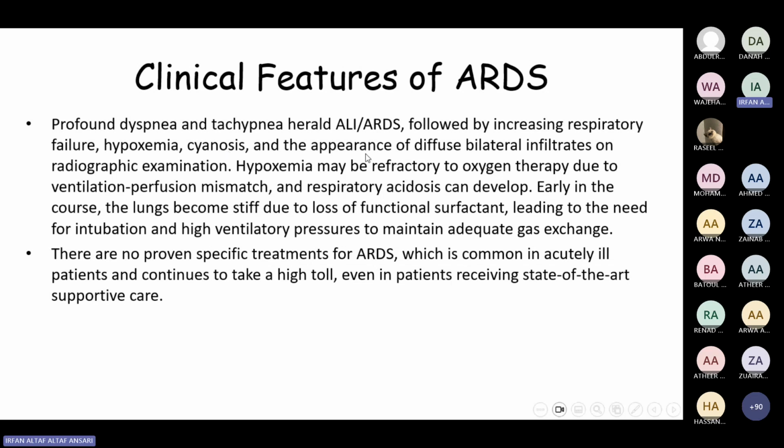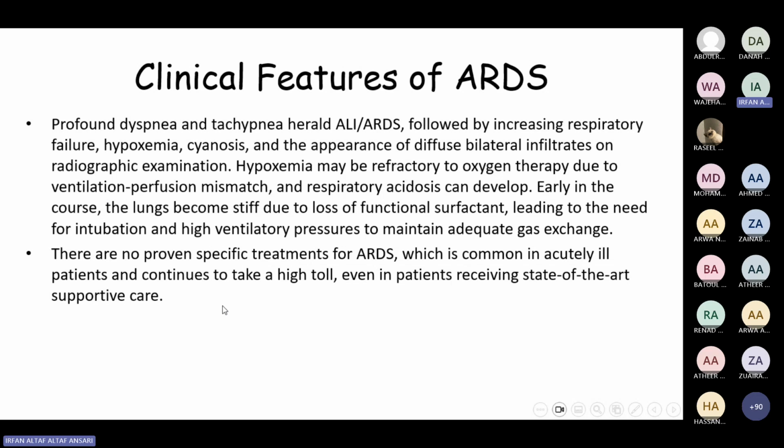Okay, then this is followed by respiratory failure, hypoxemia, hypercapnia, cyanosis, and when you have the X-ray, there is appearance of diffuse bilateral infiltrates on the chest X-ray. And this hypoxemia is refractory to oxygen therapy. Why is it refractory? Usually when you see hypoxemia, you give oxygen, and it gets corrected. But in ARDS, this does not get corrected with oxygen therapy. Why? Because there is ventilation perfusion mismatch.